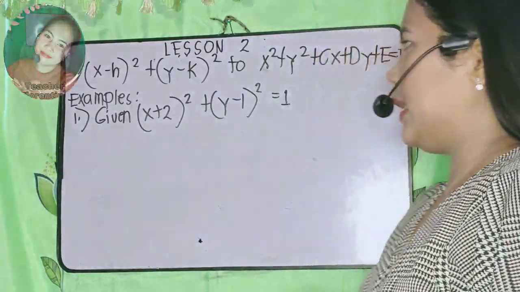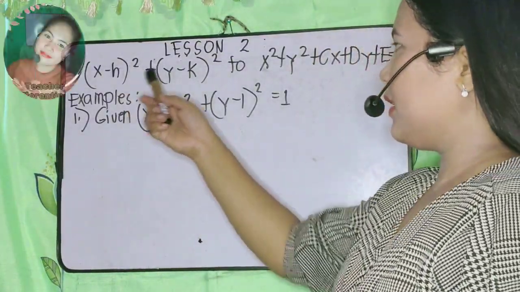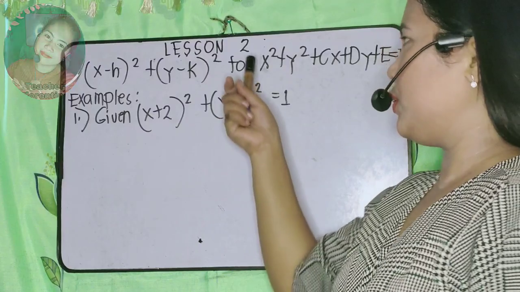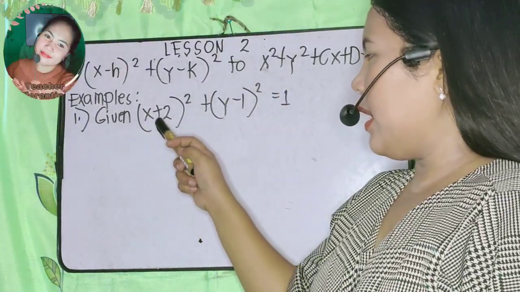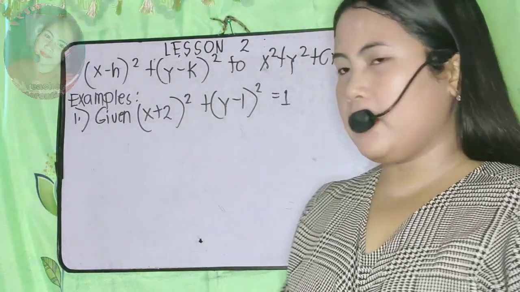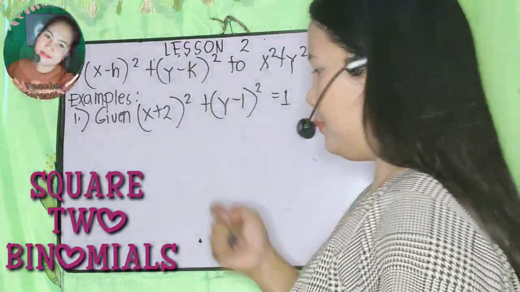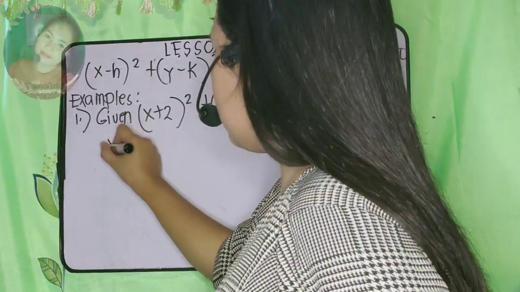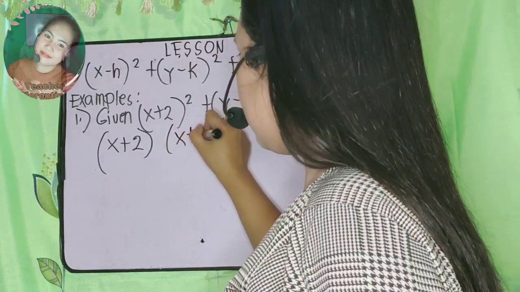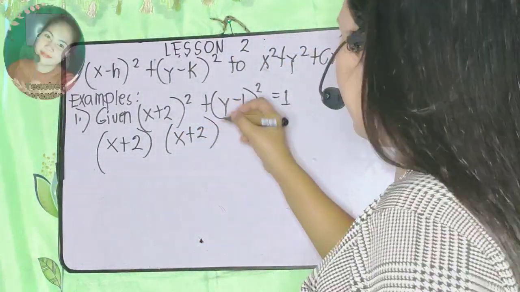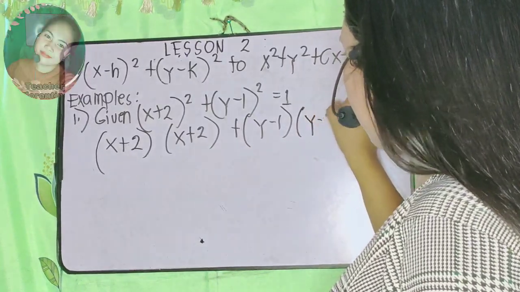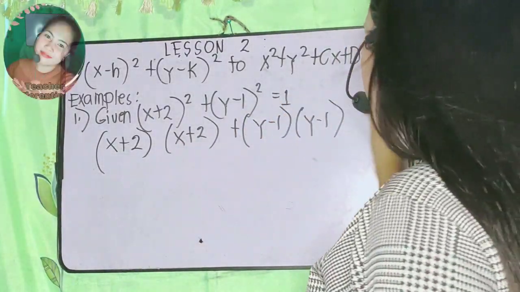Okay, example number 1. From standard form, which is x minus h squared plus y minus k squared equals r squared, i-change natin to general form. So example, given x plus 2 squared plus y minus 1 squared equals 1. First step, we're going to square the 2 binomials. First, x plus 2. Since squared, meaning we have x plus 2, dalawang x plus 2. Okay. Then, another plus y minus 1, and another y minus 1. So, dalawa din na y minus 1. Then, equals 1.